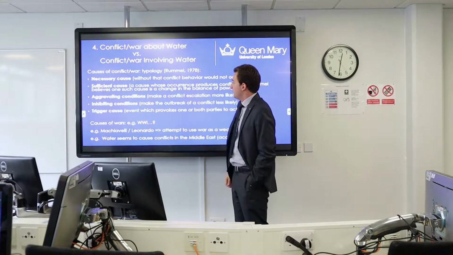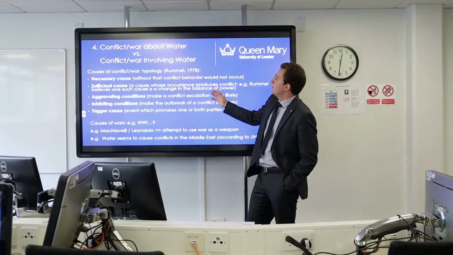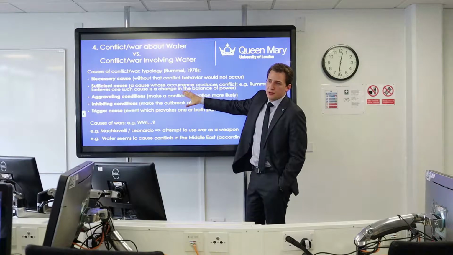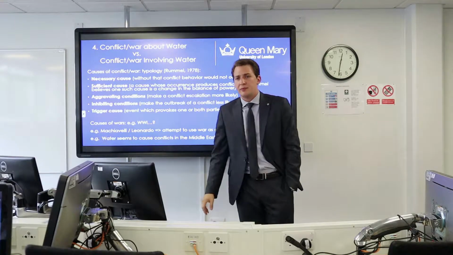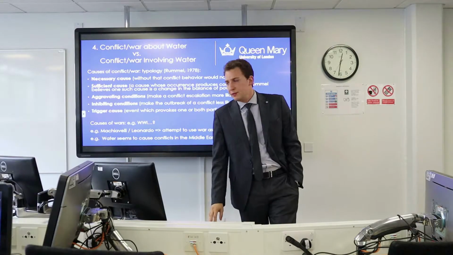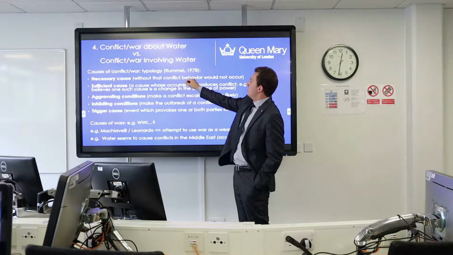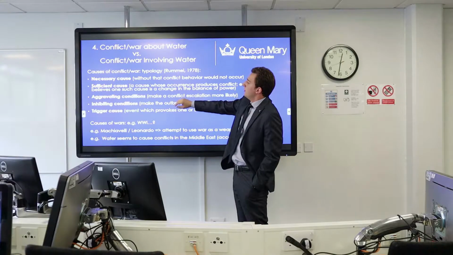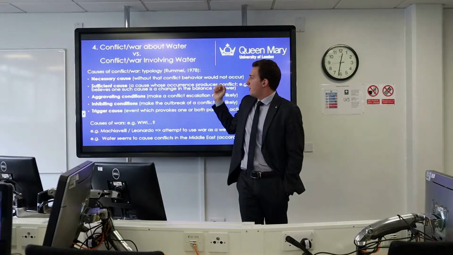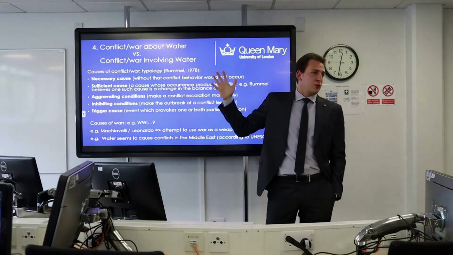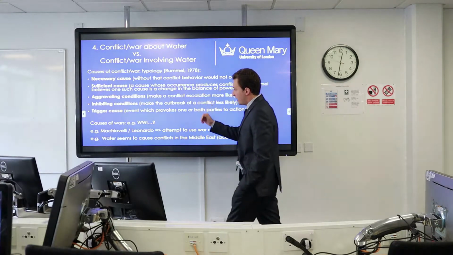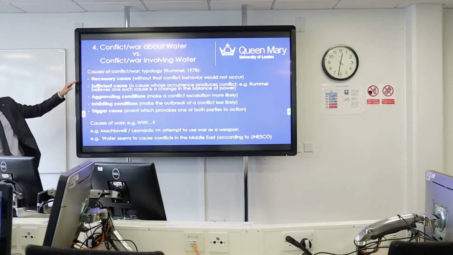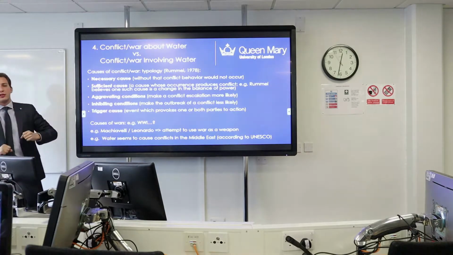Around what we're doing here. If you look at causes of conflict or war, one very useful typology, although it's been forgotten by many people, I believe, in international relations, is what Rummel put forward in 1978. He identifies five types of causes for war or conflict. The first type is a necessary cause. This is something without which the conflict would not occur.